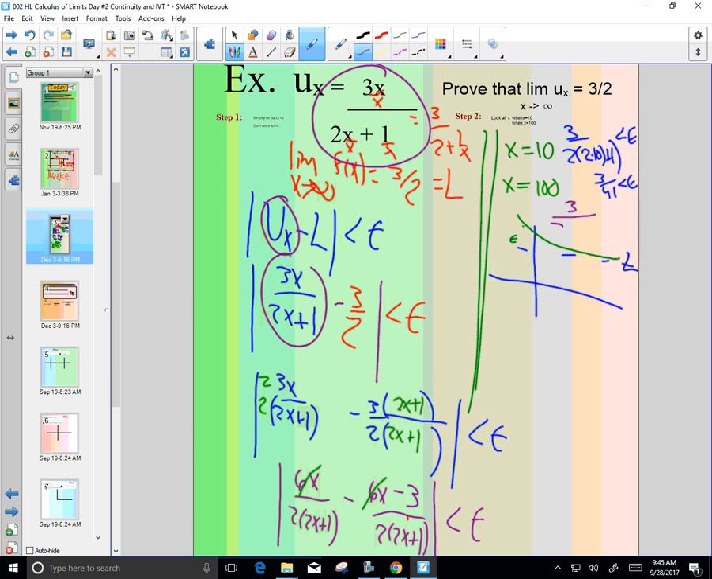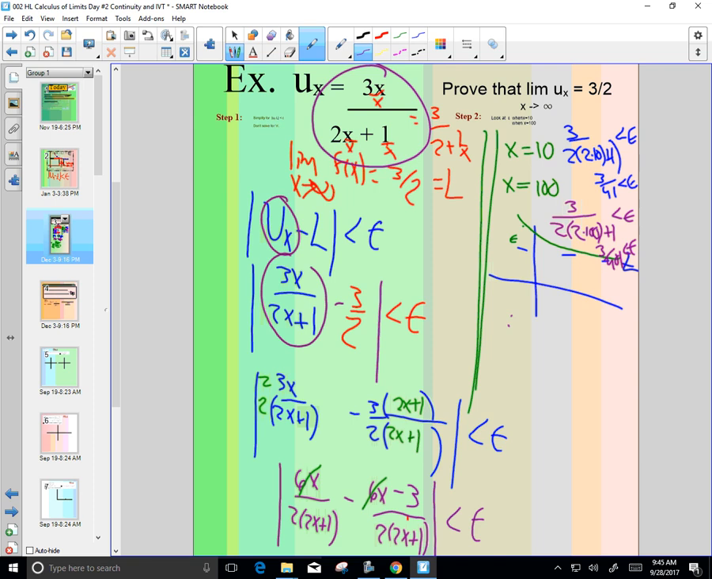Now let's see what happens when you put in a 100. 3 over 2 times 100 plus 1. So 3 over, what is that, 401? 401. Okay. Which is bigger, 3 over 41 or 3 over 401? 3 over 401 is smaller, so 3 over 41.